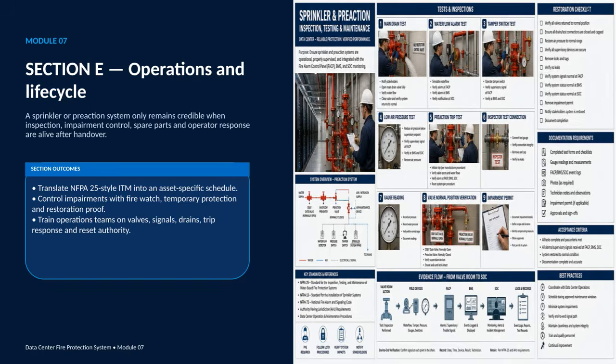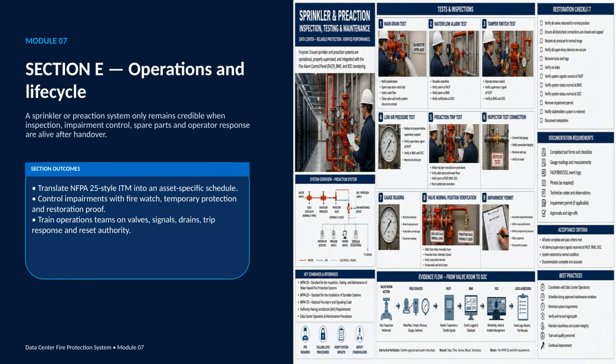This section focuses on what happens after a sprinkler or preaction system is handed over. The central message is simple. A fire protection system is only credible when it remains operational over time. That credibility depends on more than the installed equipment. It requires regular inspection, testing, and maintenance, along with effective control of impairments, ready access to spare parts, and operators who know how to respond.